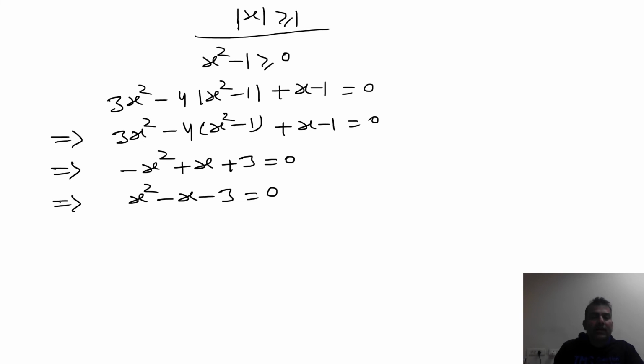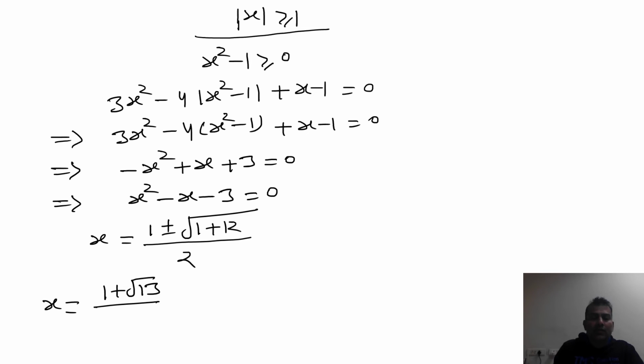So now we have a quadratic equation. The roots of this quadratic equation would be x equals minus b, so 1, plus minus square root of b square minus 4ac, so 1 plus 12, upon 2. So basically one root is 1 plus square root 13 upon 2, and another root is 1 minus square root 13 upon 2.